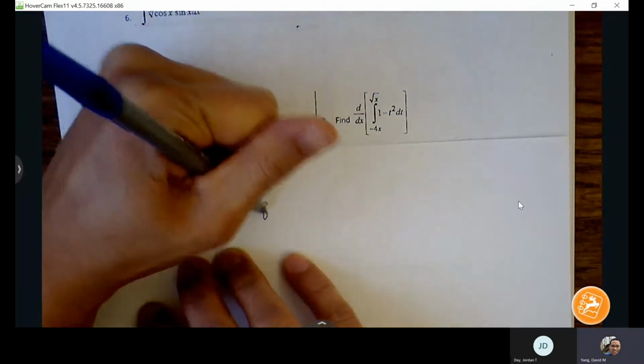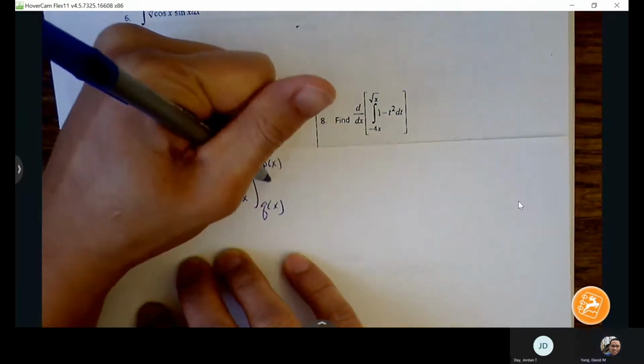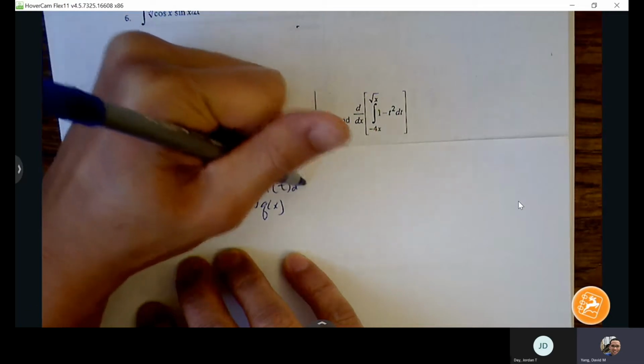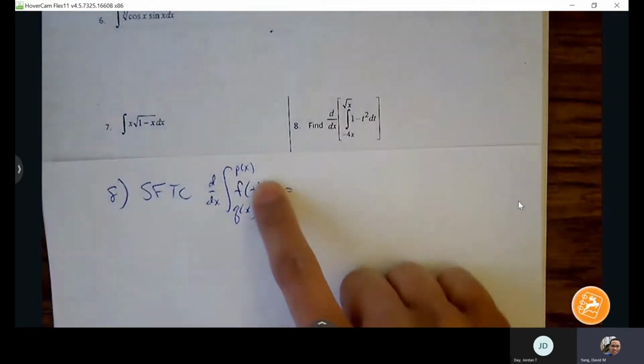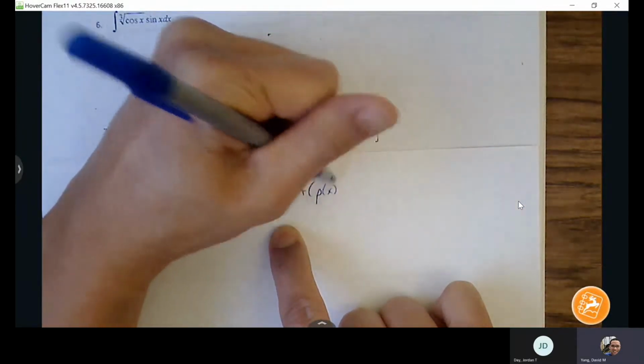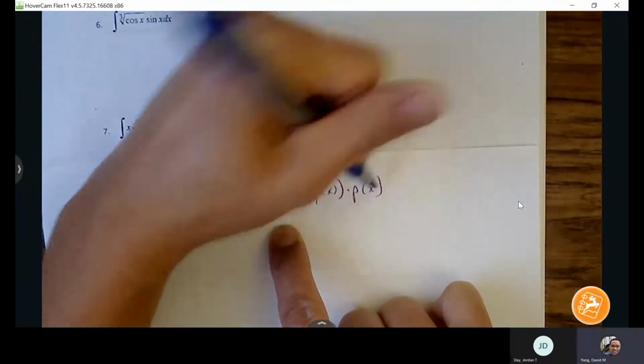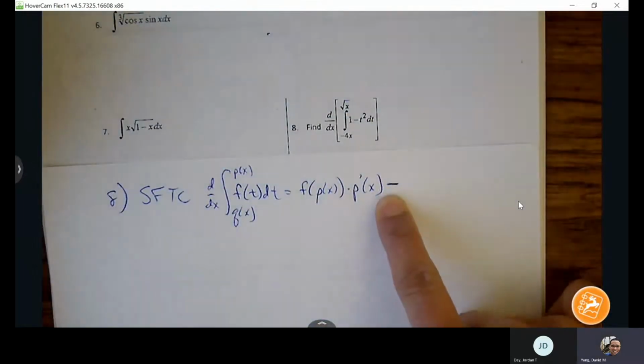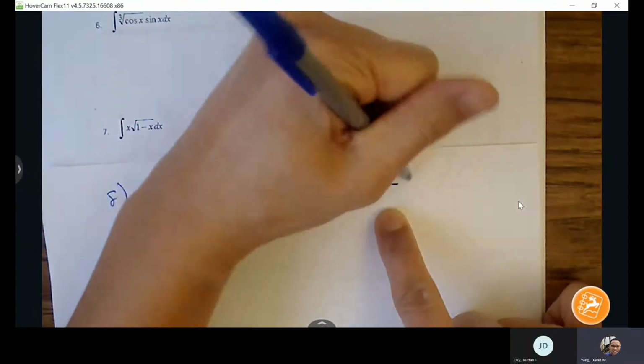Now both the upper bound and lower bound are variables, so we've got to repeat the process twice. Once for the upper bound and once for the lower bound. Minus is what separates the two expressions.